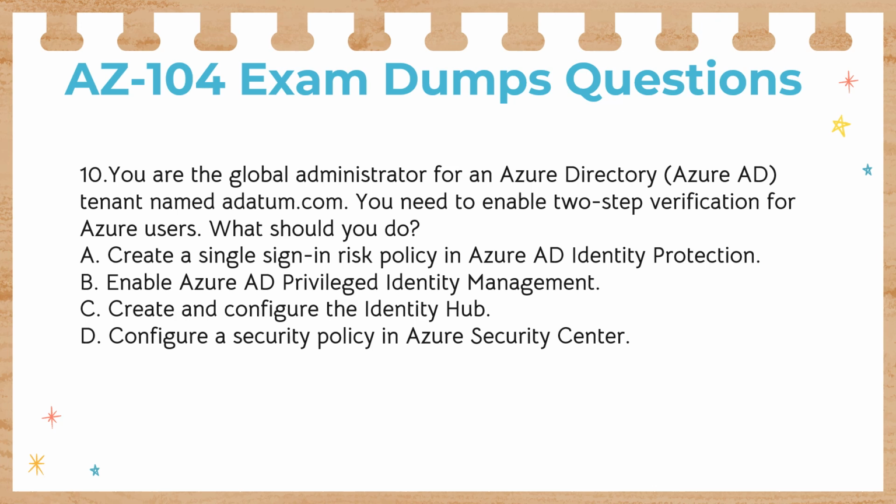10. You are the global administrator for an Azure AD tenant named adatum.com. You need to enable two-step verification for Azure users. What should you do? A. Create a sign-in risk policy in Azure AD Identity Protection. B. Enable Azure AD Privileged Identity Management. C. Create and configure the Identity Hub. D. Configure a security policy in Azure Security Center.